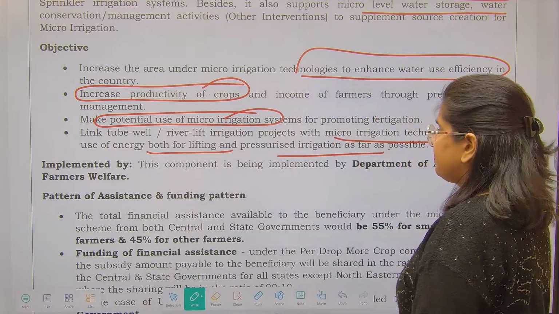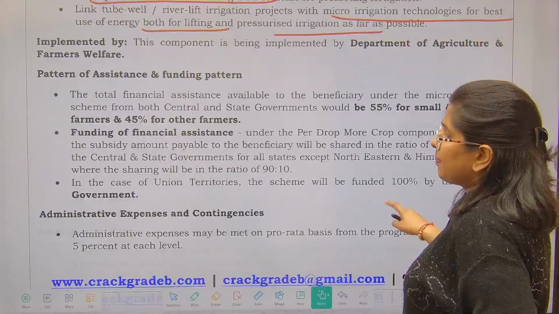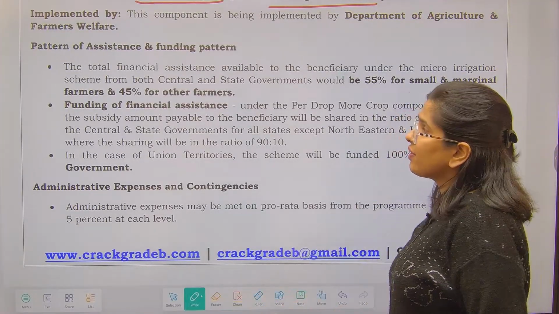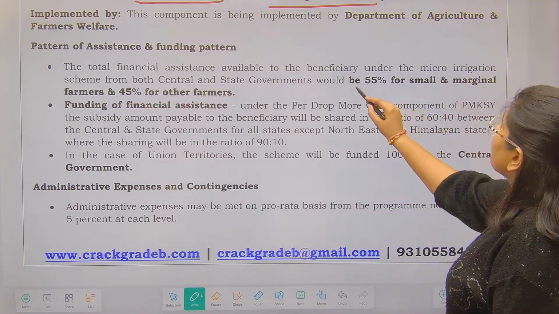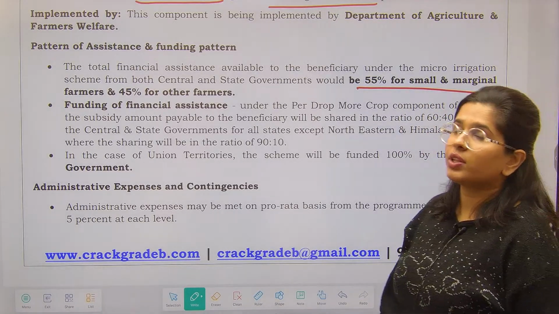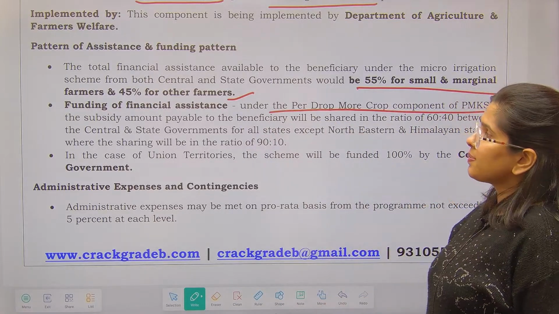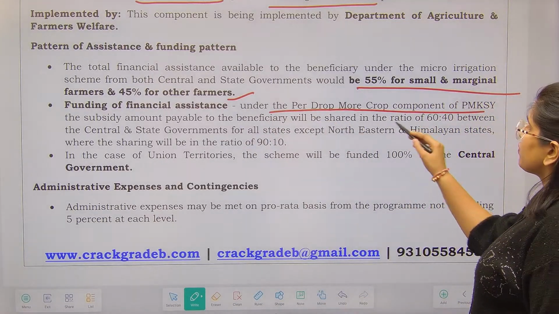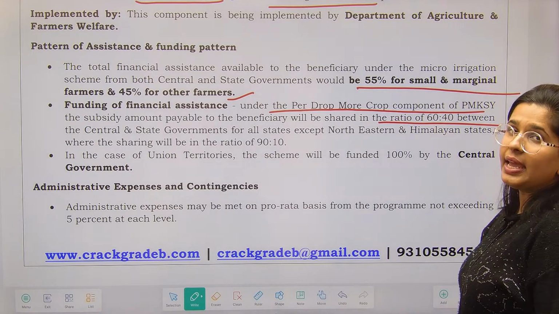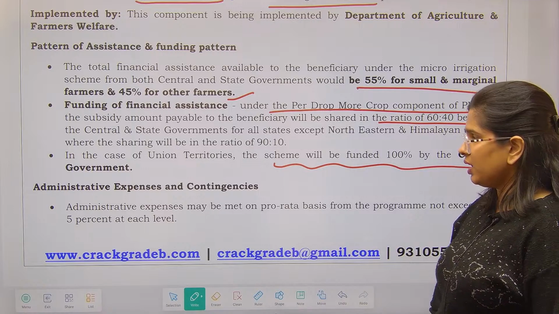Next, it is implemented by the Department of Agriculture. Next is, what is the pattern of assistance and funding pattern? So yes, 55% assistance for the small and marginal farmers and 45% for the other farmers. Under the Per Drop More Crop component, the subsidy amount payable to the beneficiaries would be shared in the ratio of 60-40 between the central and state government. In case of union territories, the scheme will be funded 100% by the central government.